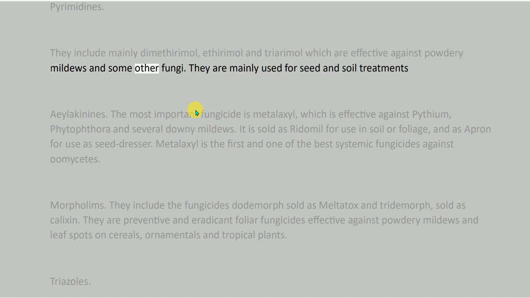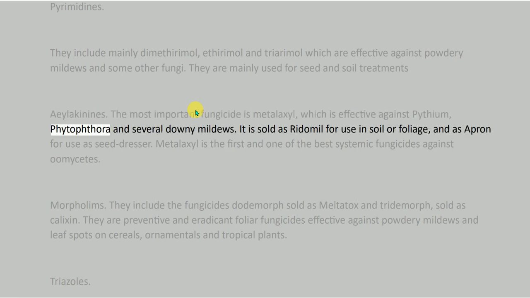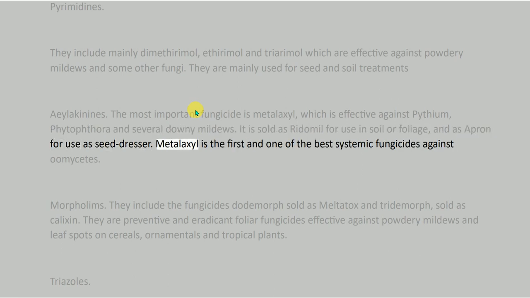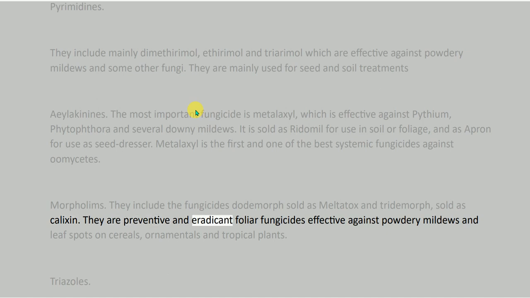Acylalanines. The most important fungicide is metalaxyl, which is effective against Pythium, Phytophthora and several downy mildews. It is sold as Ridomil for use in soil or foliage, and as Apron for use as seed dresser. Metalaxyl is the first and one of the best systemic fungicides against oomycetes. Morpholines. They include the fungicides Dodemorph, sold as Meltatox, and Tridemorph, sold as Calixin. They are preventive and eradicant foliar fungicides effective against powdery mildews and leaf spots on cereals, ornamentals and tropical plants.